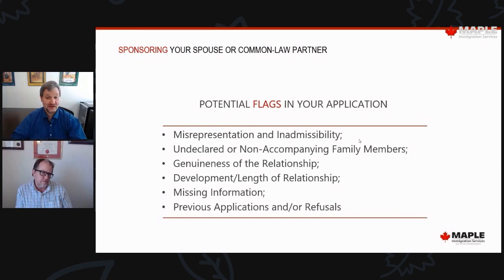Previous applications and or refusals. Whenever you get a refusal on any application with Canadian immigration, that will be on your record for 9 years from the last interaction with the department. There's a number called the UCI number, a unique client identifier. That's going to stay with you across all applications forever.